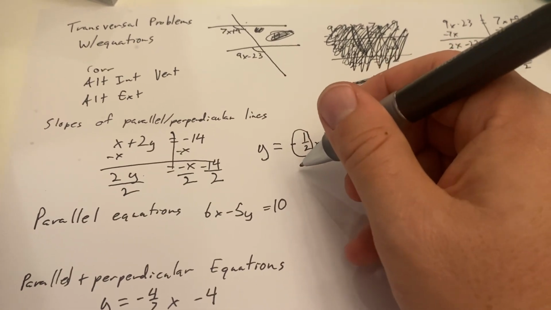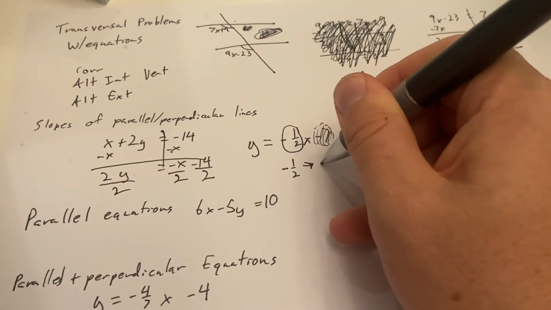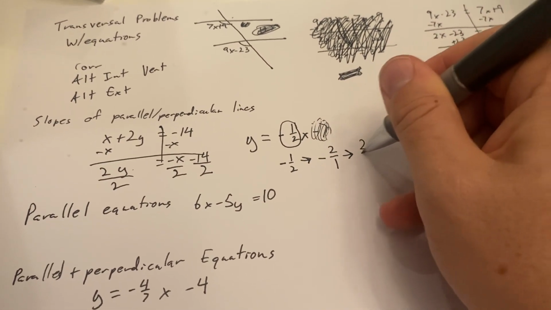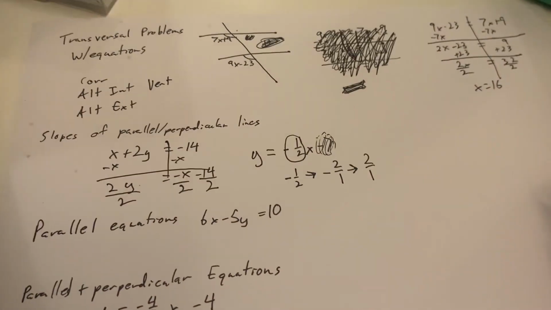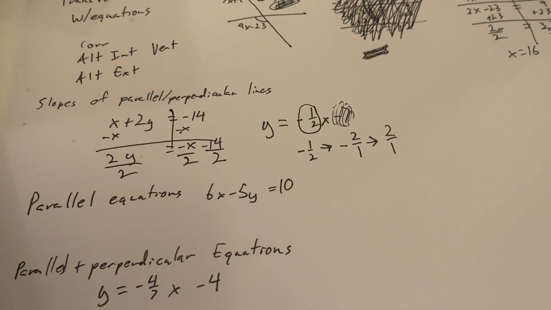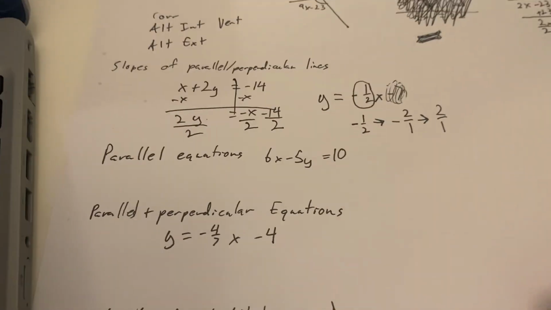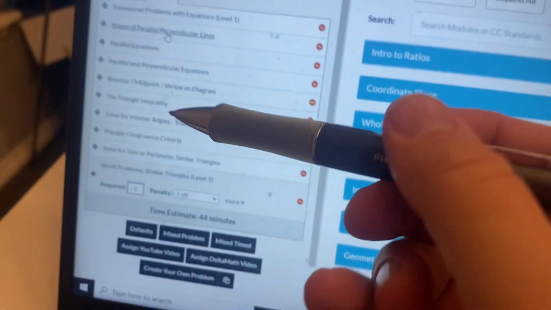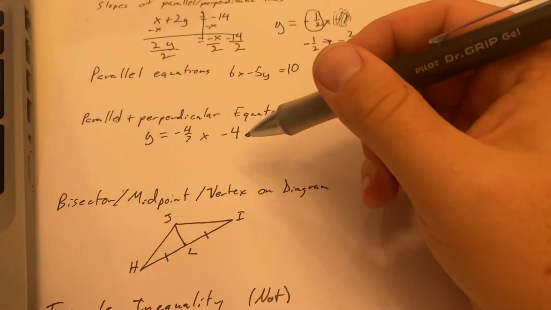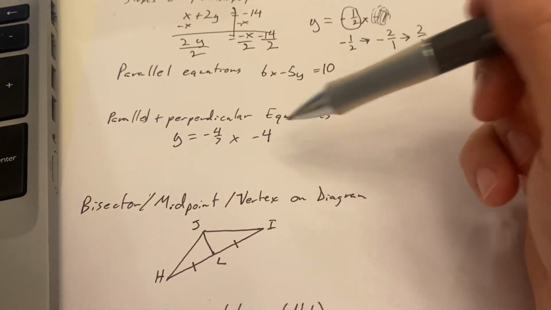If we're looking for the perpendicular for that, I put my slope down, I flip it, and then I change that sign. So it would be a positive 2/1 or just a positive 2. Okay? So that should get us in the right spot for that one. The next one is called parallel equations. So this time they gave me the one and it was in slope-intercept form already.